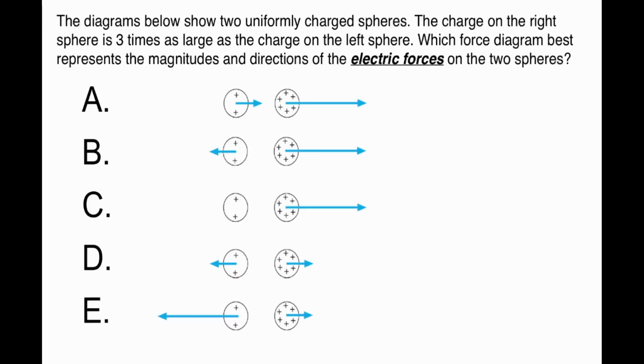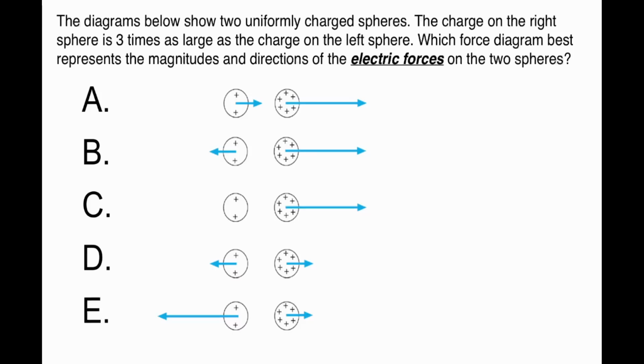Huh? What? Mr. Balogh, this one has more charge, doesn't it? Yes. But the people that answered D remembered Newton's third law. No? What's Newton's third law? When 2 objects interact, the forces between them are equal and opposite in direction.